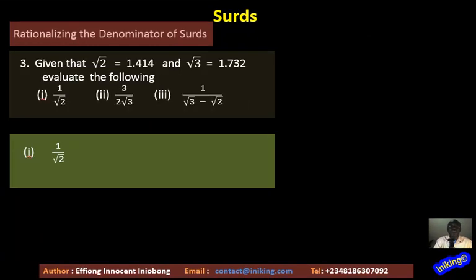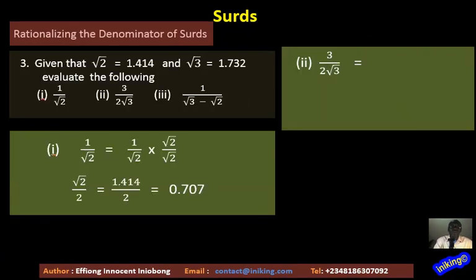Let's look at question 3ii. Let's write this out first. So that's it, number 1 there. First of all, rationalize to root 2 over 2 and then substitute 1.414. Dividing by 2, we have 0.707. Question 2, that is ii, is already on the screen.